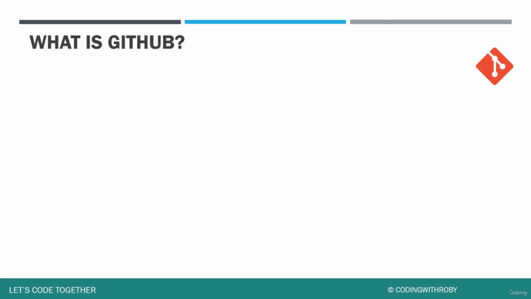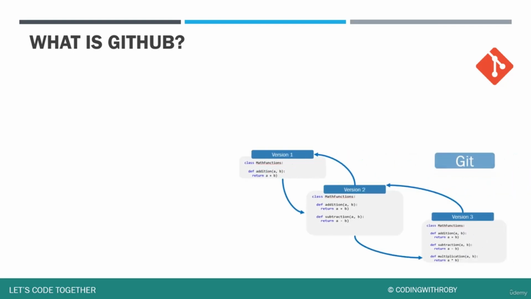Let's check out another diagram of how Git and GitHub work together. We have our original application that we enabled with Git, so we have our version control.